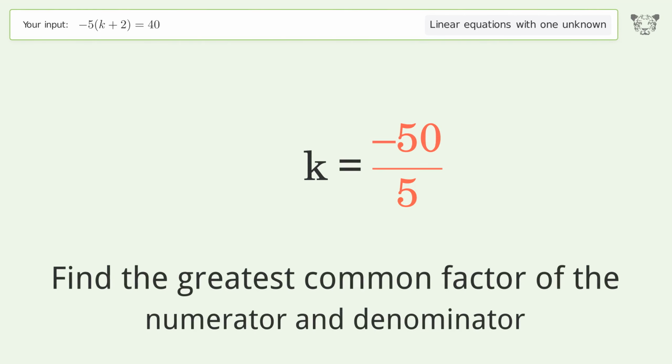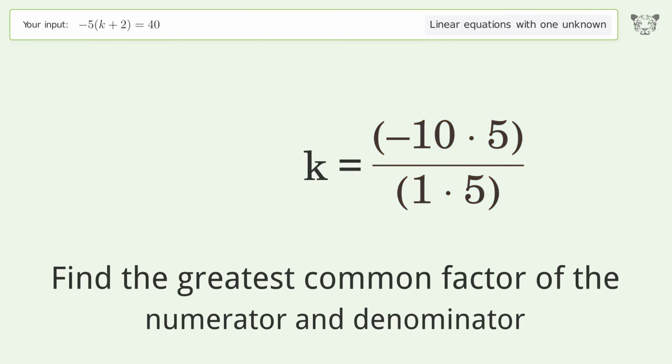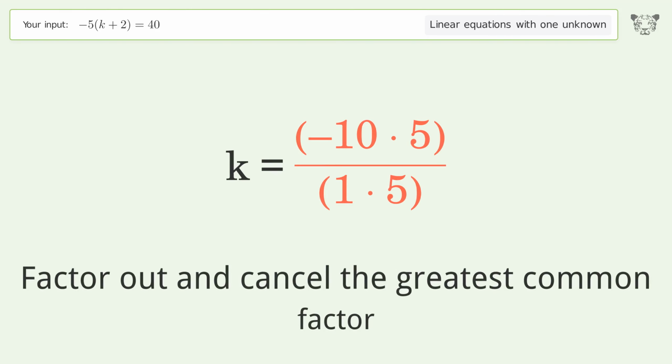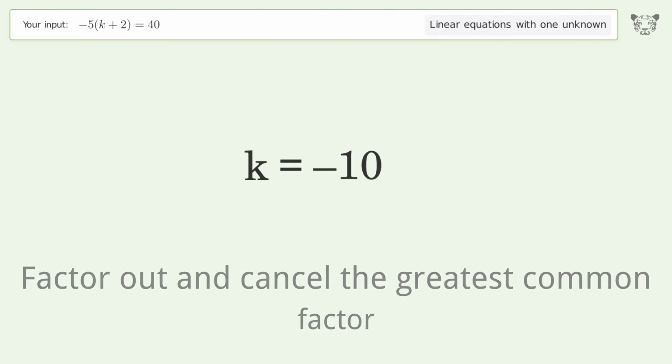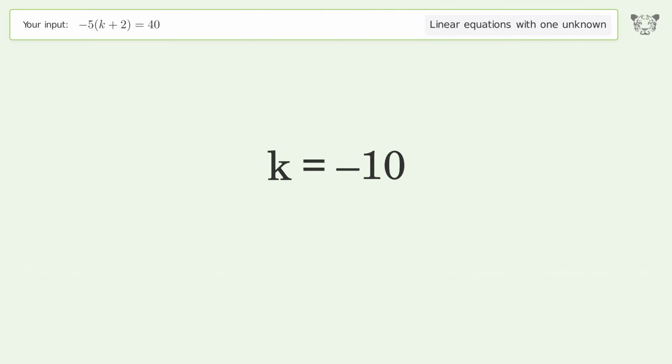Find the greatest common factor of the numerator and denominator. Factor out and cancel the greatest common factor. And so the final result is k equals -10.